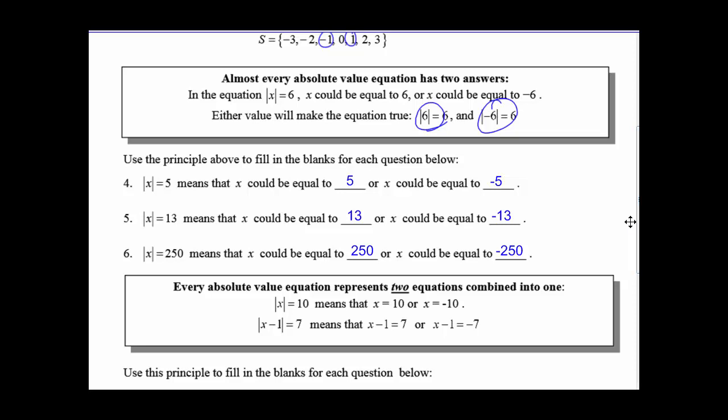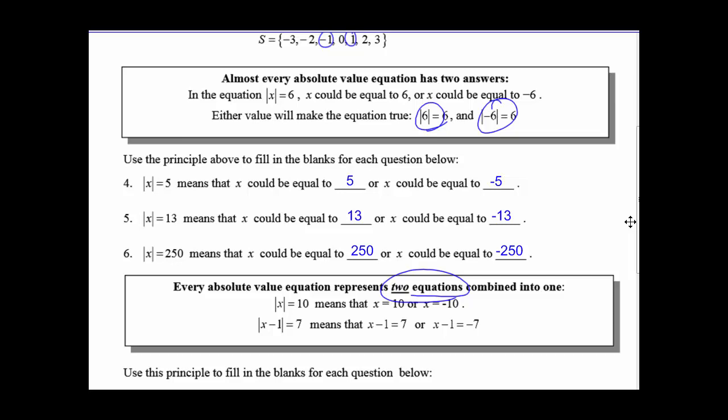Every absolute value equation represents 2 equations combined into one. What we're looking at is the distance away from 0 on the negative side and the distance away from 0 on the positive side. So the absolute value of x equals 10 means that really x equals 10 or x equals negative 10.